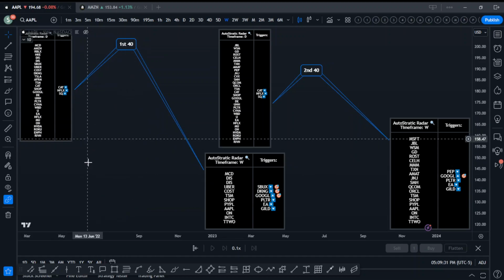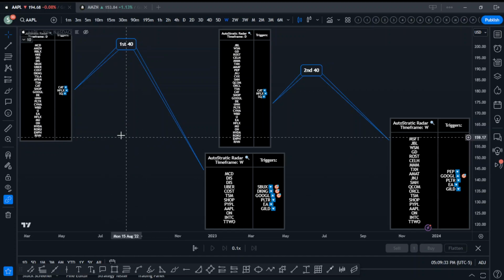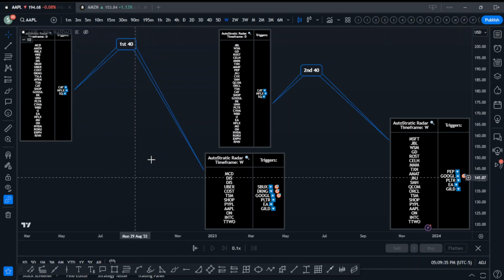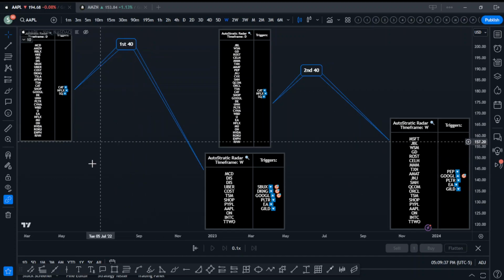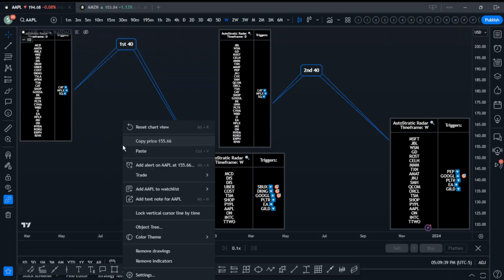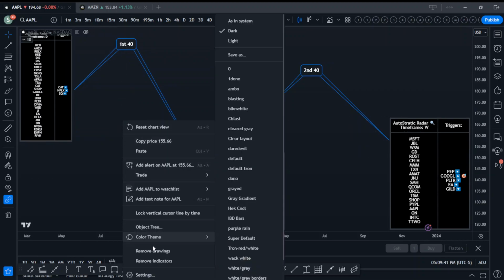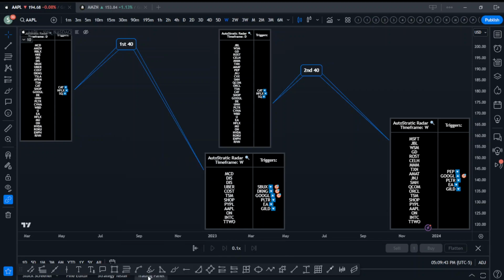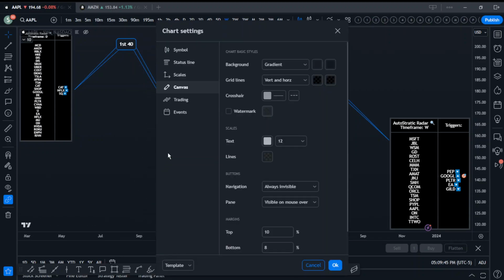You mean my background here? You just right click anywhere on the chart and you can change the settings, and that particular setting is the background.